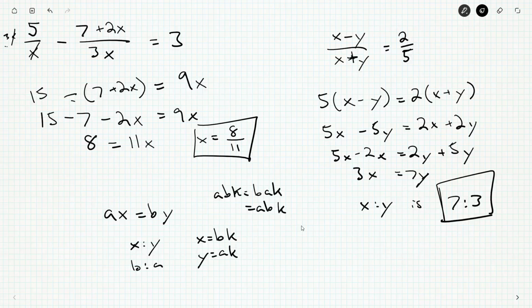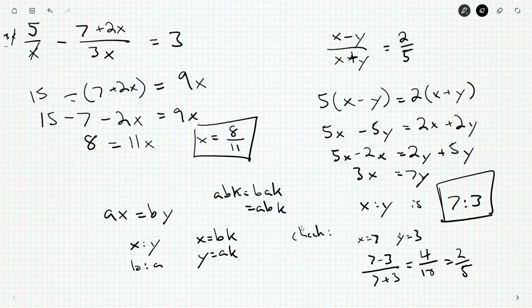I'm not entirely sure that we could. No, but what we could do is double check. Let's let k be 1. Then x would be, so this is just us checking, we don't have to, x would be 7, y would be something like 3. 7 minus 3 over 7 plus 3 is 4 over 10. Hey, that is 2 out of 5. So we've sort of double checked our work. You don't have to. We just need that final answer of 7 to 3.